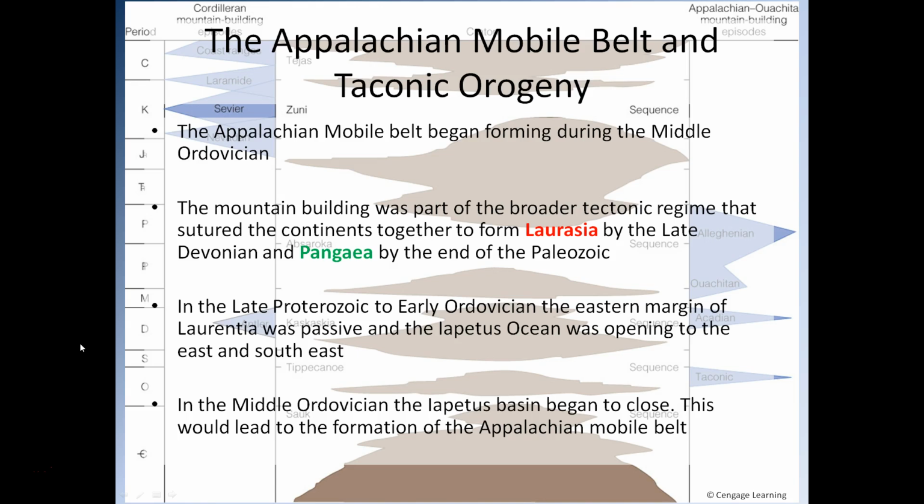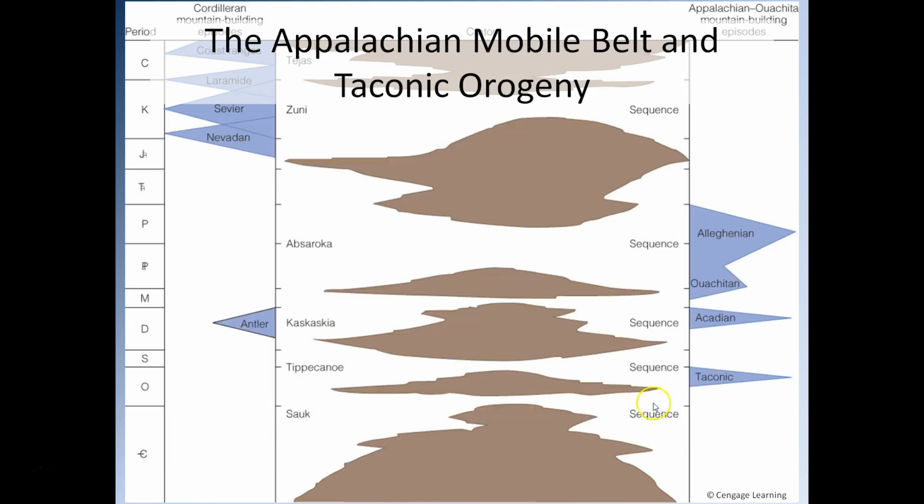So in the middle Ordovician, the Iapetus Ocean began to close. So a subduction zone opens up, and the seafloor of the Iapetus Ocean begins to be destroyed. And so that begins to bring Laurentia and Baltica towards each other. They start moving towards each other as the ocean crust between them begins to become destroyed. So this collision initially is going to lead to the early stages of the formation of the Appalachian Mobile Belt. And so you can see it here. So these orogenies combined are going to end up giving us the Appalachian Mobile Belt.